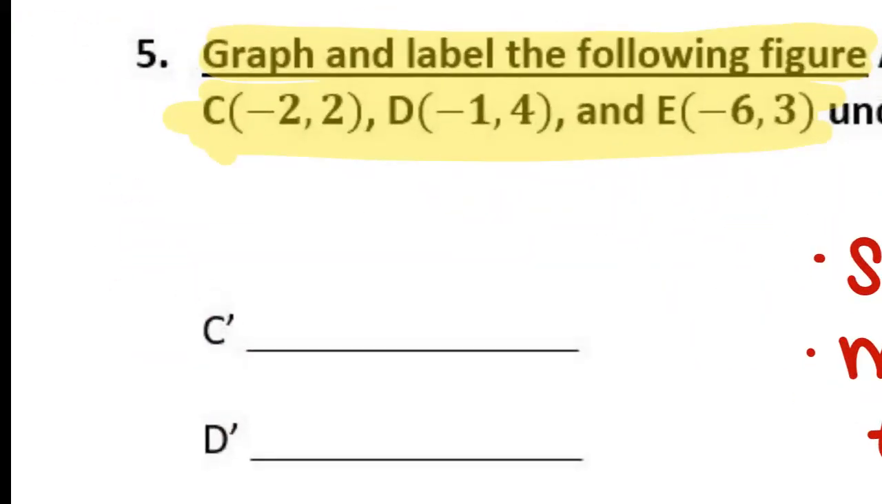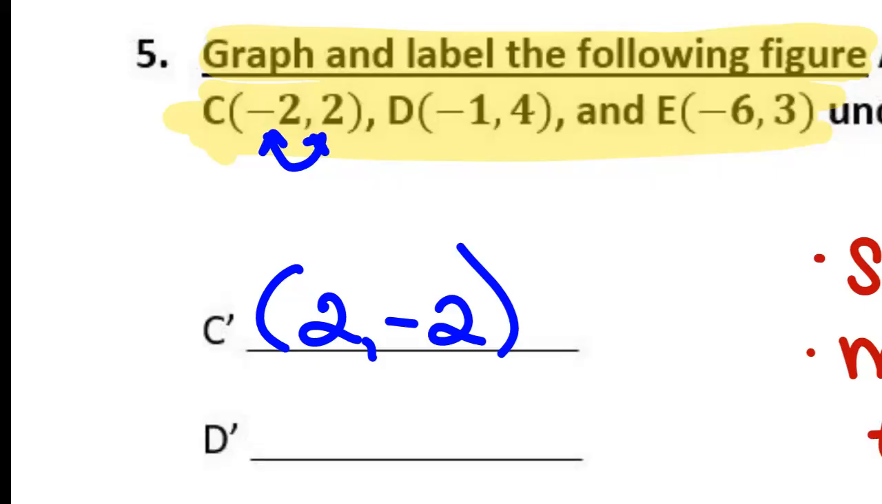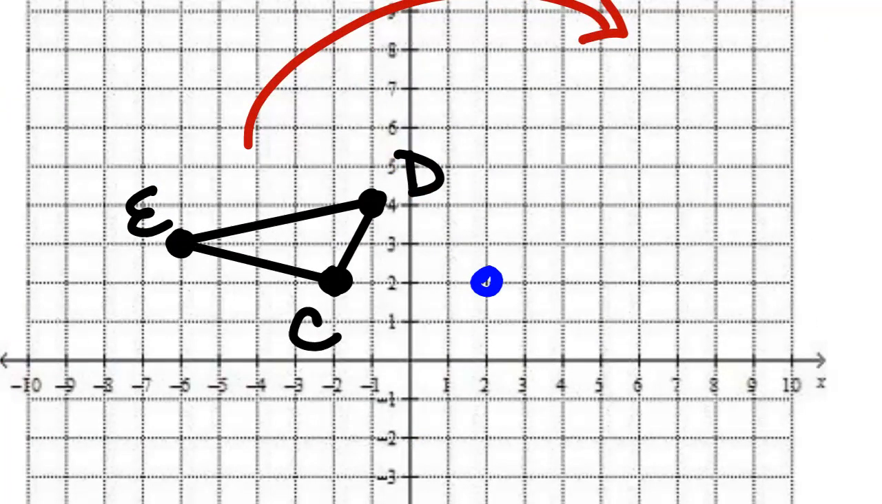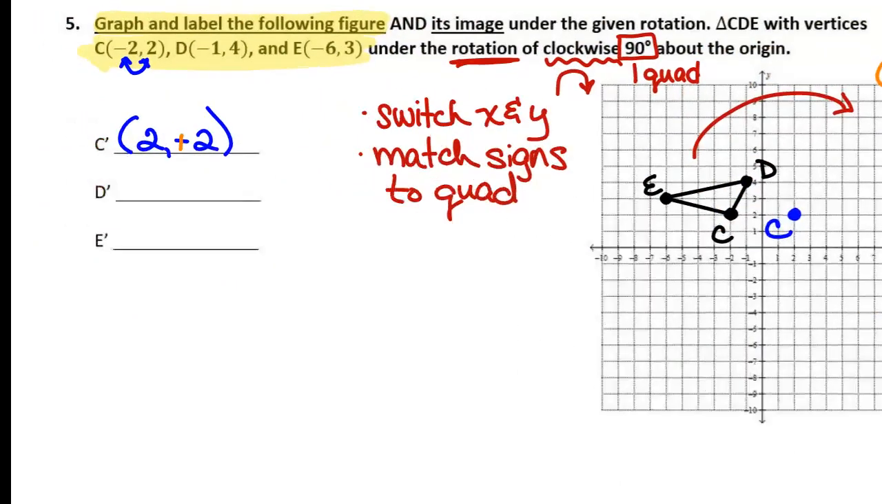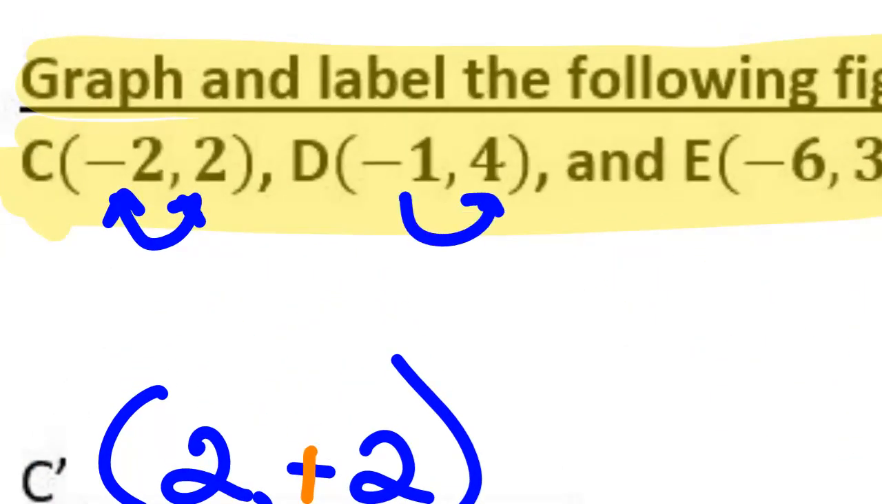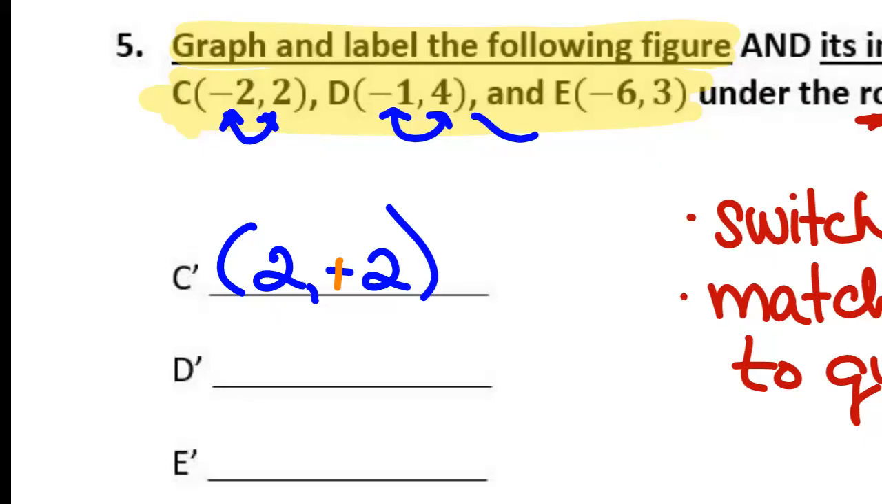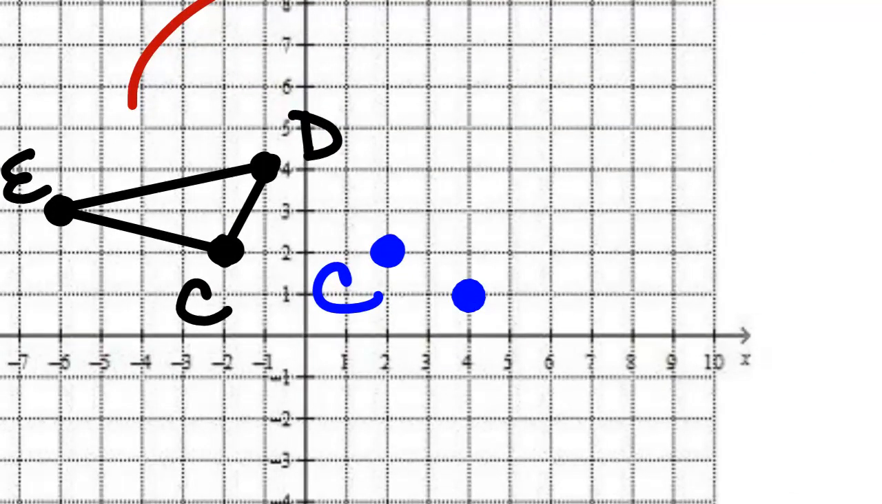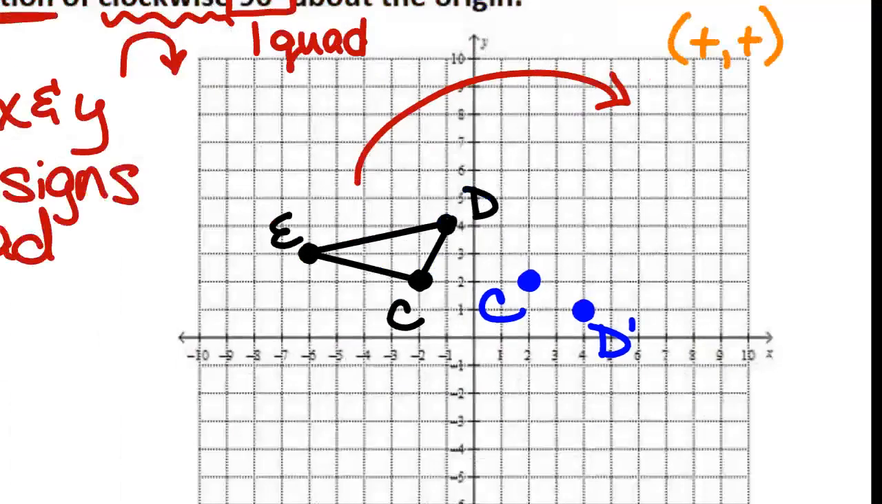So I'm going to switch the numbers around. So for C prime, that would be 2, negative 2. X's and Y's are both positive, so I make my X and my Y both positive. So 2, 2 is C prime. For D prime, we take our two numbers and flip them around. So I have 4, negative 1. But we landed in a positive, positive quadrant, so the 1 becomes a positive. So 4, 1, right here, is my D prime.